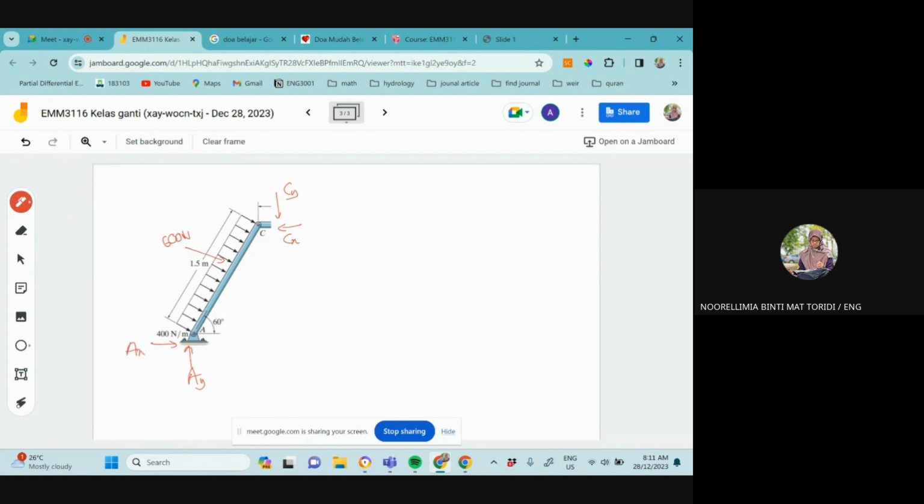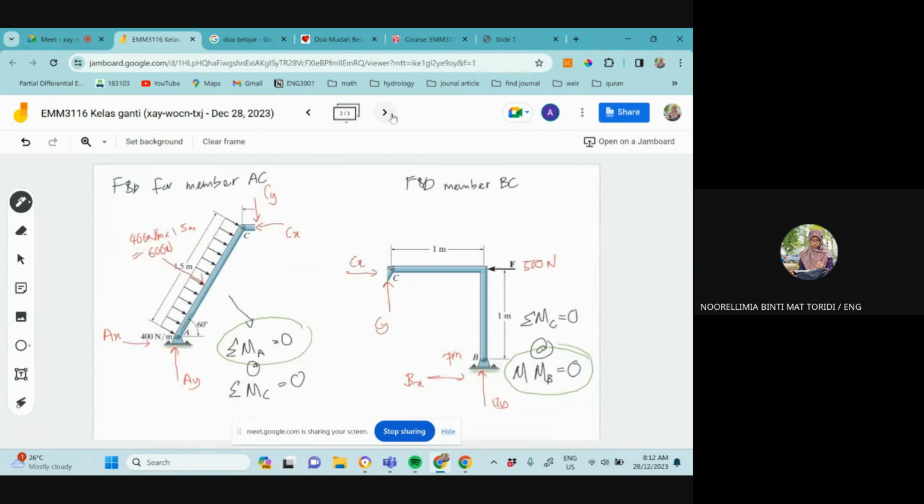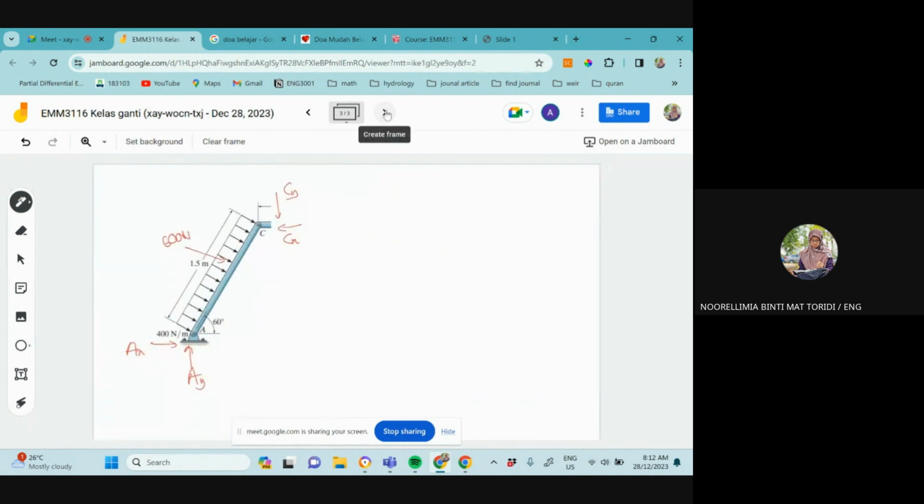Okay, now we want to find what? Summation of moment at A, right? Summation of moment at A should be equal to 0. This is the equilibrium equation.